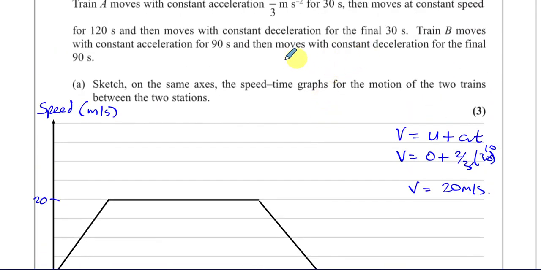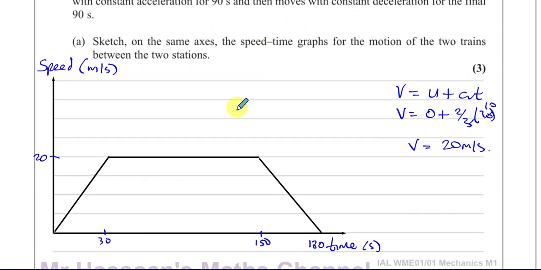Now, train B moves with constant acceleration for 90 seconds and then constant deceleration for the final 90 seconds. So it accelerates and then decelerates, and 90 seconds is exactly halfway. So it's like a mirror image. It's going to go up like this, and then this will be identical to that, but with a negative gradient.